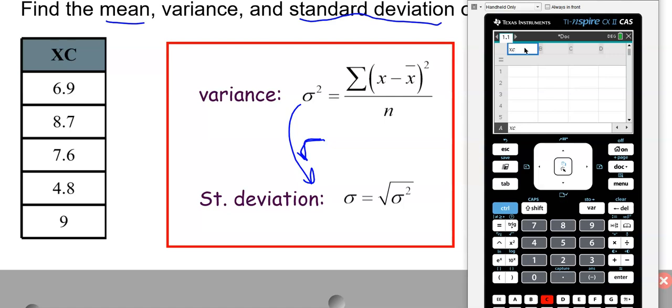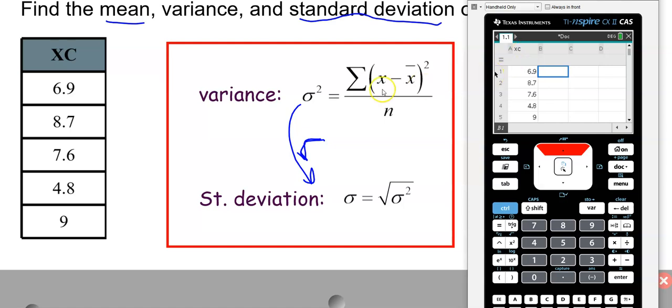Never call a list one variable, call at least two. Sometimes it's a word like scores or tests or ages or whatever. Okay, let's type in the data: 6.9, 8.7, 7.6, 4.8, and 9. Make sure you press enter or mouse out of that last cell after you type it. Now I've typed in all 5 terms. If I scroll up, I can see them all at once. So that's all my data.